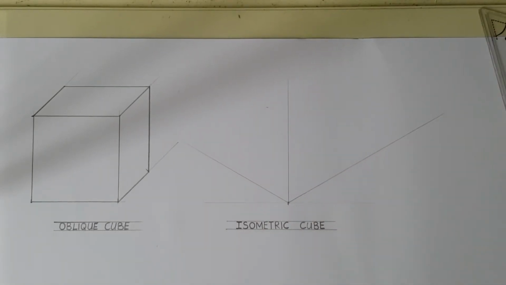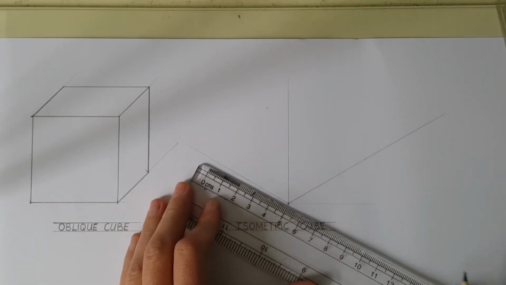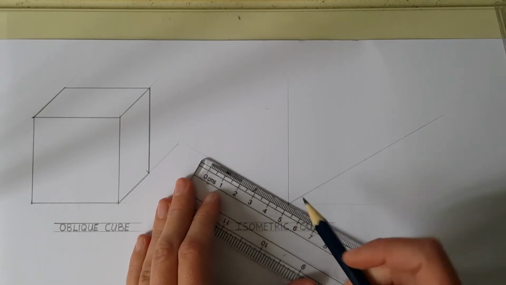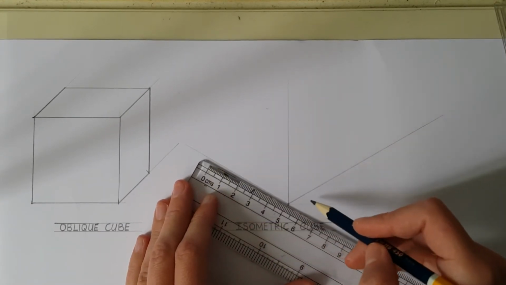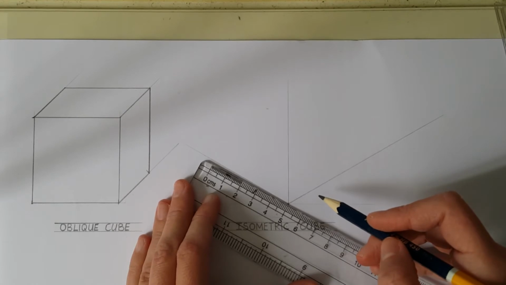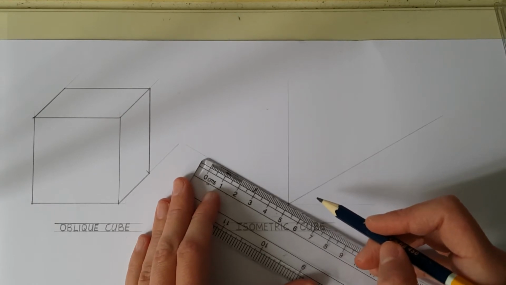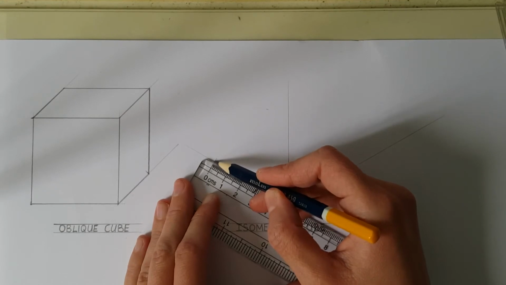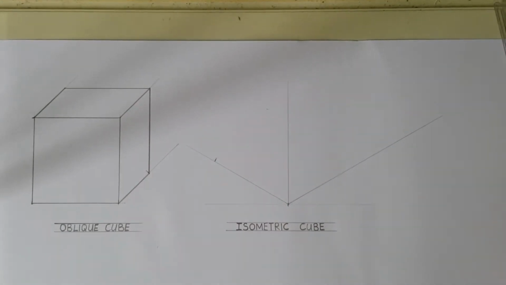Now all of these lines, since we're drawing a cube, they have to be, once again, 50 millimeters, just like the last one. So let's mark the distance with our ruler. Do the same on the other lines.